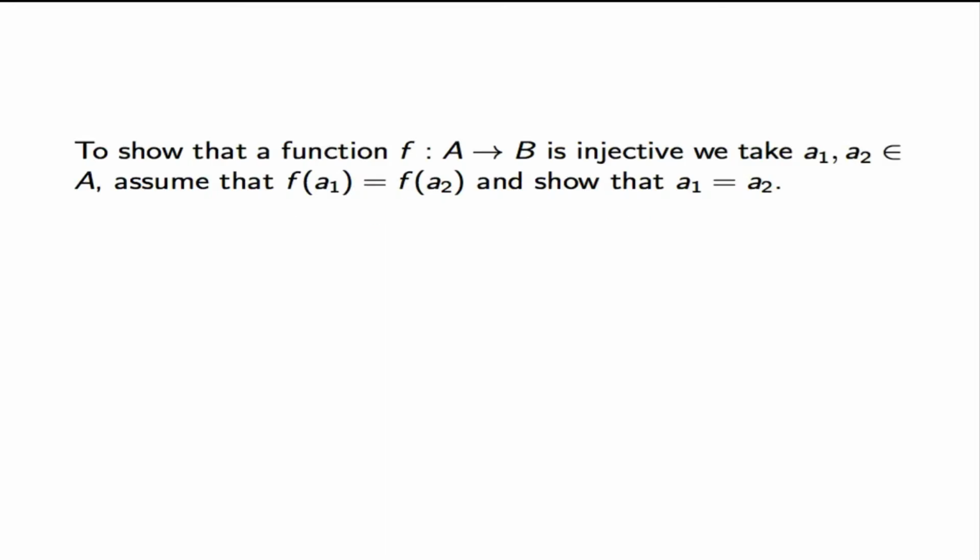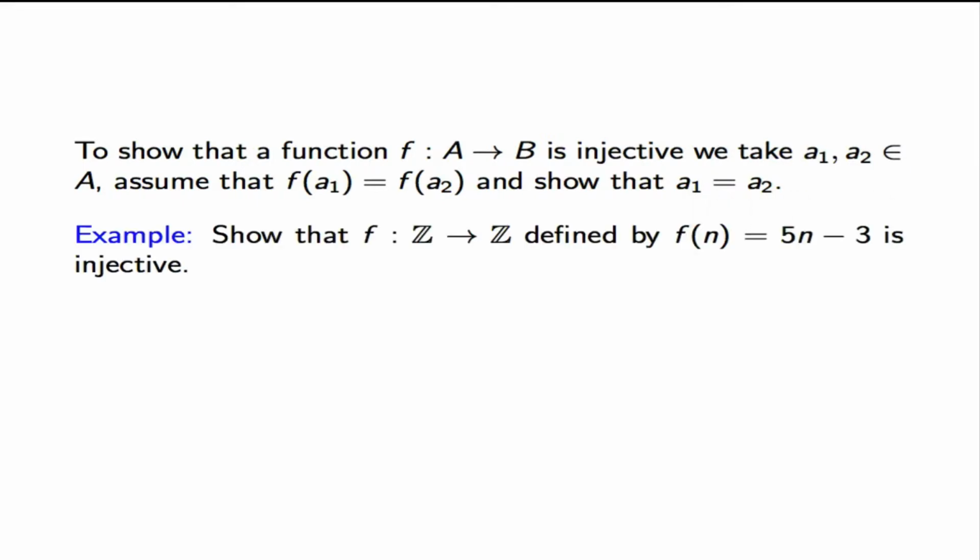So let's start with injective, and let's suppose that we are given a function f from A to B, and we are asked to show that it is injective. So in general, the way we proceed is as follows. We take two elements a1 and a2 of A. We assume that f of a1 is equal to f of a2, and we must show that a1 is equal to a2. Again, to show that f is injective, we take two elements a1 and a2, we assume that f of a1 is equal to f of a2, and we try to show that a1 is equal to a2.